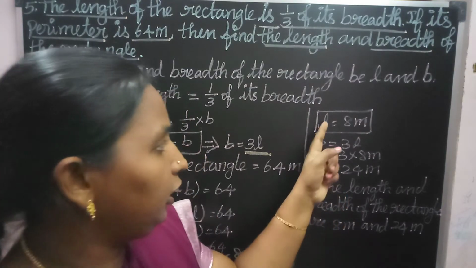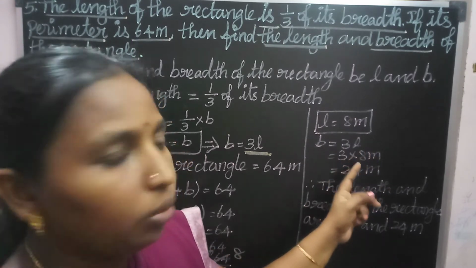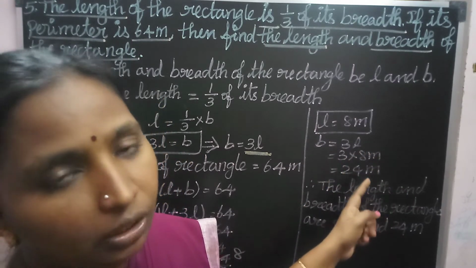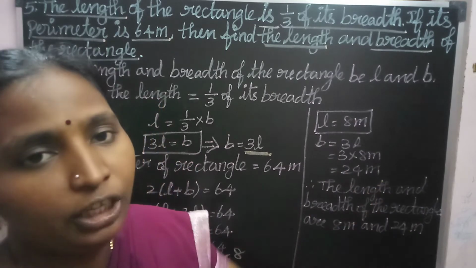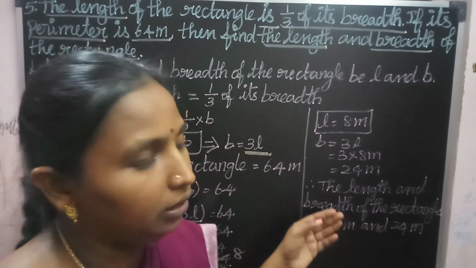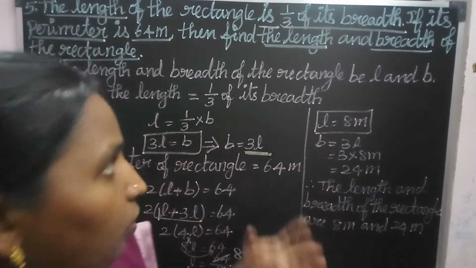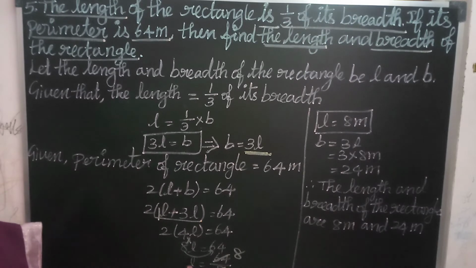Next, length we found 8 meter. Breadth equal to 3L, they have given. So 3 into 8 meter. 3 8s are 24. The breadth will be 24 meter. So the length of the rectangle is 8 meter and the breadth of the rectangle is 24 meter. So we found what they asked in the sum. Did you understand this sum?